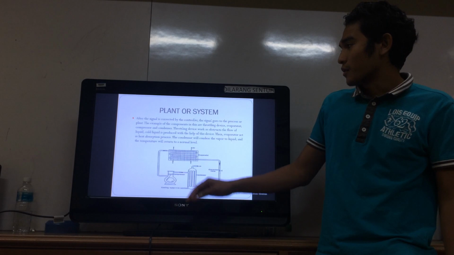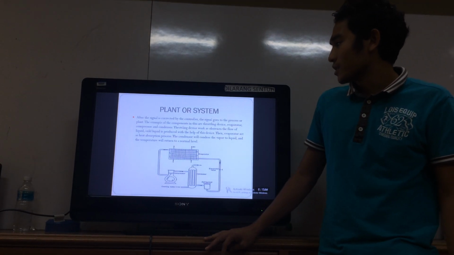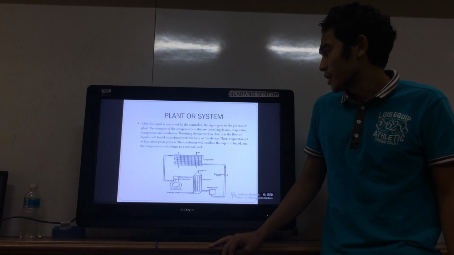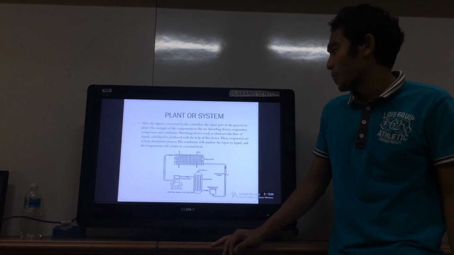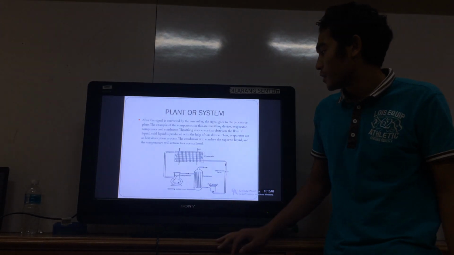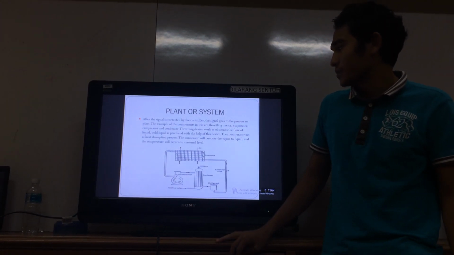For the plant system, after the signal is corrected by the controller, the signal goes to the process or plant. Examples of the components in the system are the throttling device, evaporator, compressor, and condenser.